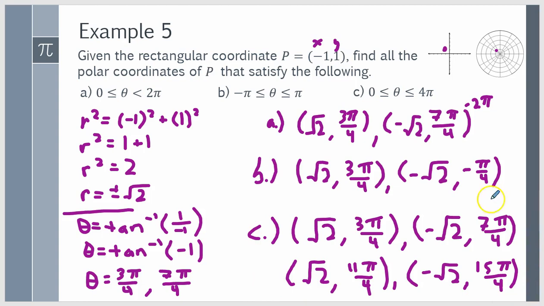So for part C, we actually ended up with 4 answers. If I tried to do the coterminal thing again, I would end up with 19 over 4. 19 over 4 is too big. If I did it to this one, I would end up with 23 pi over 4. That's also too big. We can't find smaller values that work by subtracting 2 pi because we would end up with negative numbers. So these 4 values are all of the different ways of writing the rectangular coordinate -1, 1, but we've written it in polar form instead.